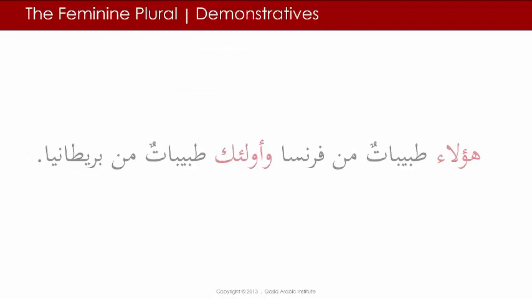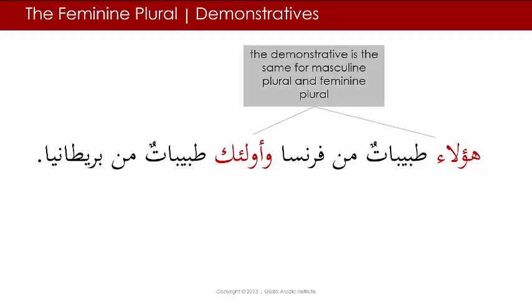We're going to move on now to demonstratives. Now, with demonstratives, the masculine and feminine are the same. هؤلاء طبيبات من فرنسا وأولئك طبيبات من بريطانيا. These female doctors are from France, and those female doctors are from Britain. So both هؤلاء and أولئك are the demonstratives that indicate the feminine plural, but can also be used to indicate the masculine plural. هؤلاء أطباء. These are male doctors. Okay, هؤلاء and أولئك are used for both masculine and feminine.